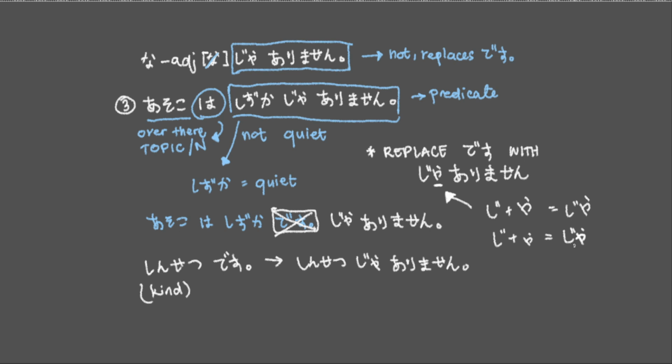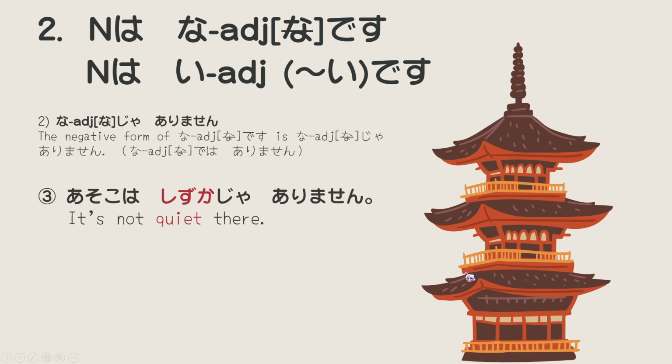All right, so that was na adjective but negative form. Again, we replace this with ja arimasen. We also still don't use na, as long as the na adjective is followed by des or ja arimasen. Okay, I hope that's clear now. Now let's continue with our slides.